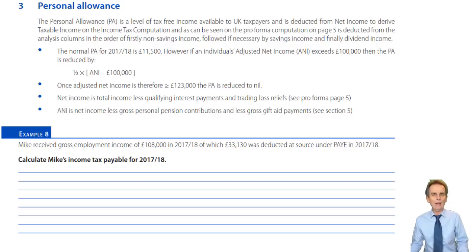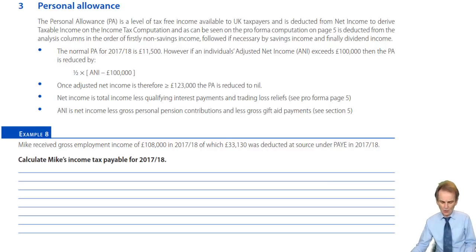But that £11,500 personal allowance that, to begin with, every taxpayer in the UK has a right to, may become limited or indeed even entirely lost due to the level of the taxpayer's so-called adjusted net income. Now, we know what net income is. We'll revise that in a moment's time. We've seen it on the pro forma. Then there is this new term, adjusted net income. More of that again in a moment's time.